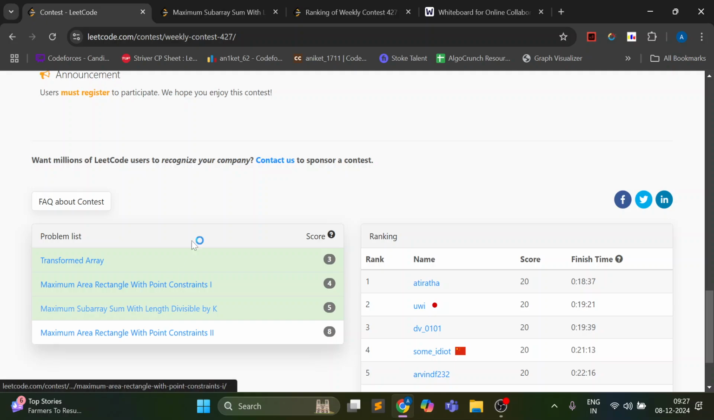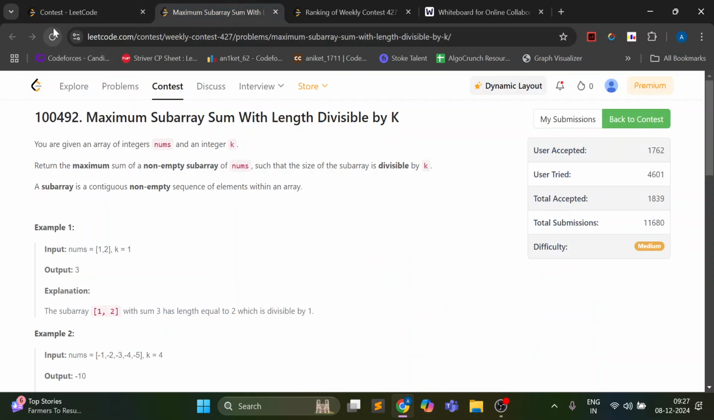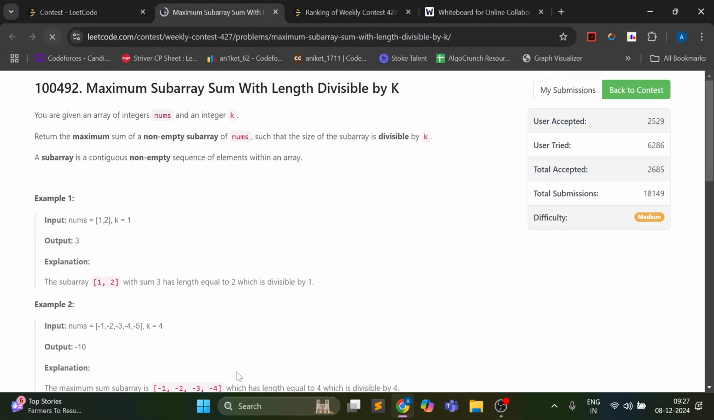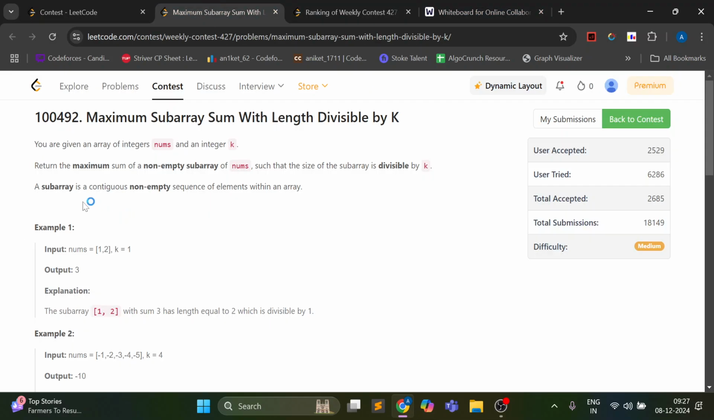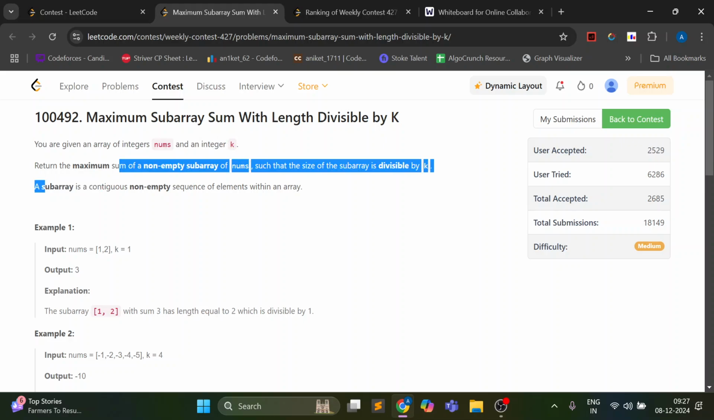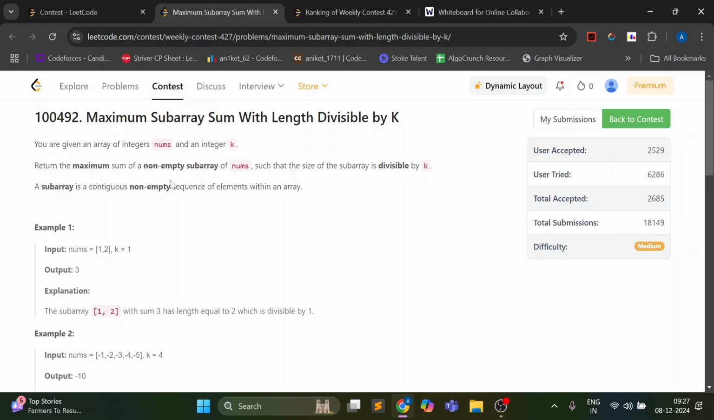Now moving to the third question. The third question is pretty easy if you know two concepts. In this question, we are given an integer array nums and an integer k. We have to return the maximum sum of a non-empty subarray of nums such that the size of the subarray is divisible by k, and a subarray is just a contiguous non-empty sequence of elements.